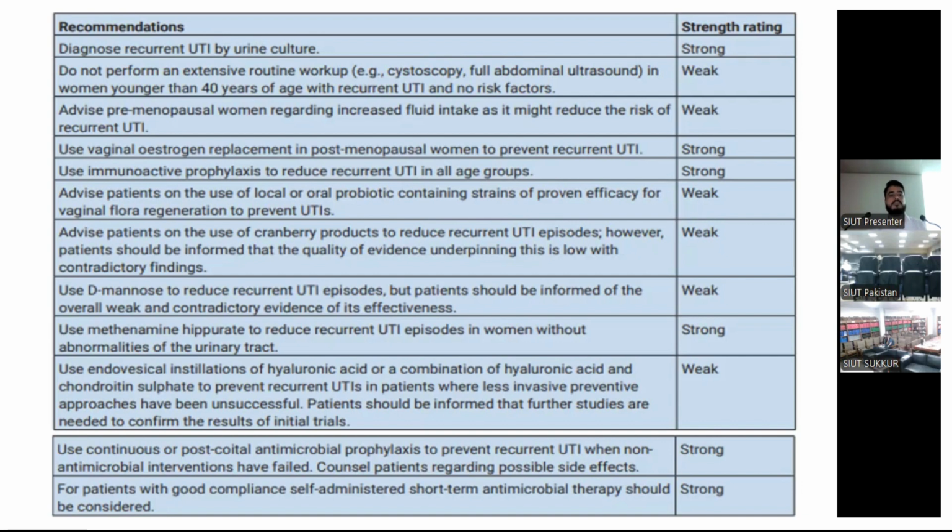And for immunoactive prophylaxis, I think it is not available in Pakistan, but it is vaccination. For UTI, people do get vaccinated, and it is approved in a few European states only. The vaccines MV140 and OM89 are used to prevent recurrent UTIs. And again, use methenamine hippurate to reduce recurrent UTI episodes in women without abnormalities of the urinary tract.